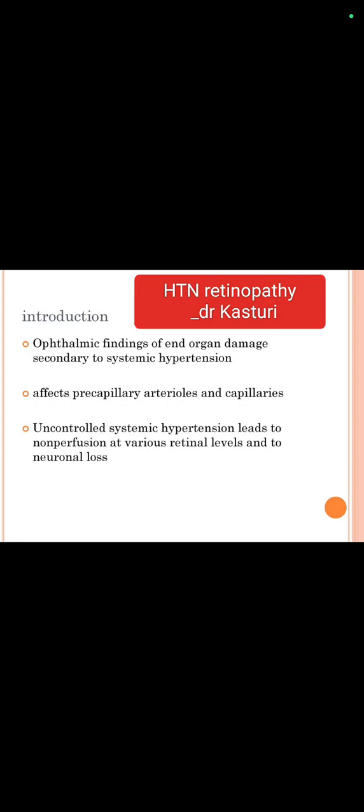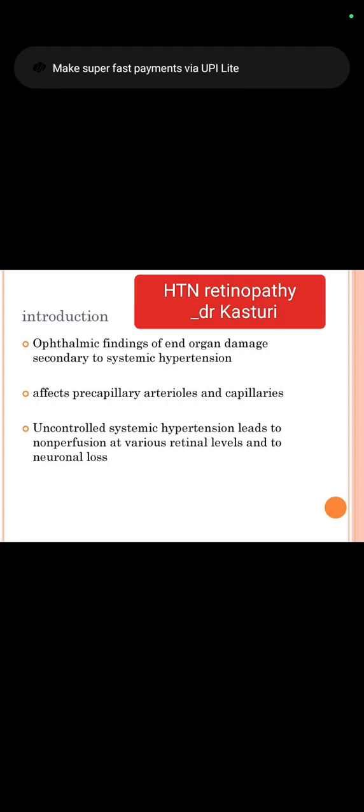It is nothing but the ophthalmic findings of the end organ damage secondary to systemic hypertension. It affects the precapillary arterioles and the capillaries. Then due to uncontrolled systemic hypertension, what happens? There is non-perfusion at various retinal levels and there is neuronal loss also. So both the nerves as well as the blood vessels are affected in hypertensive retinopathy. Okay, so let's start.